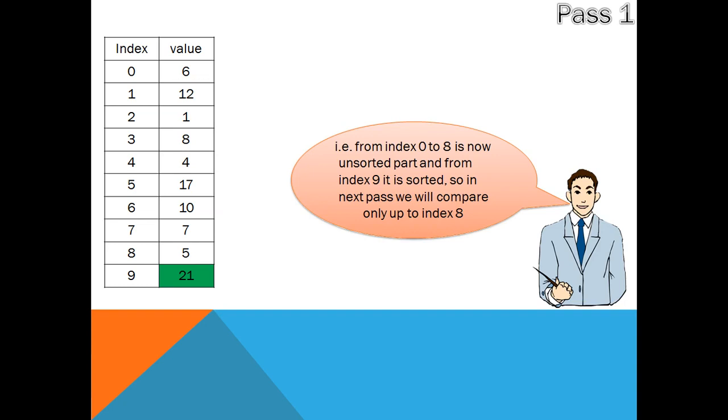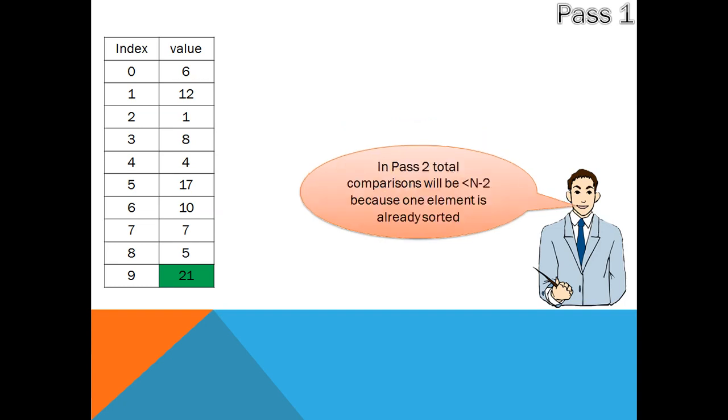In pass 1, total comparisons were 9. That is n minus 1. 10 elements were there, 10 minus 1, 9 comparisons. Now in pass 2, total comparisons will be how many? Can you tell me? Of course, 8 comparisons, because one element is already in sorted order. 10 minus 2, that is 8. Comparisons will be fewer than before.